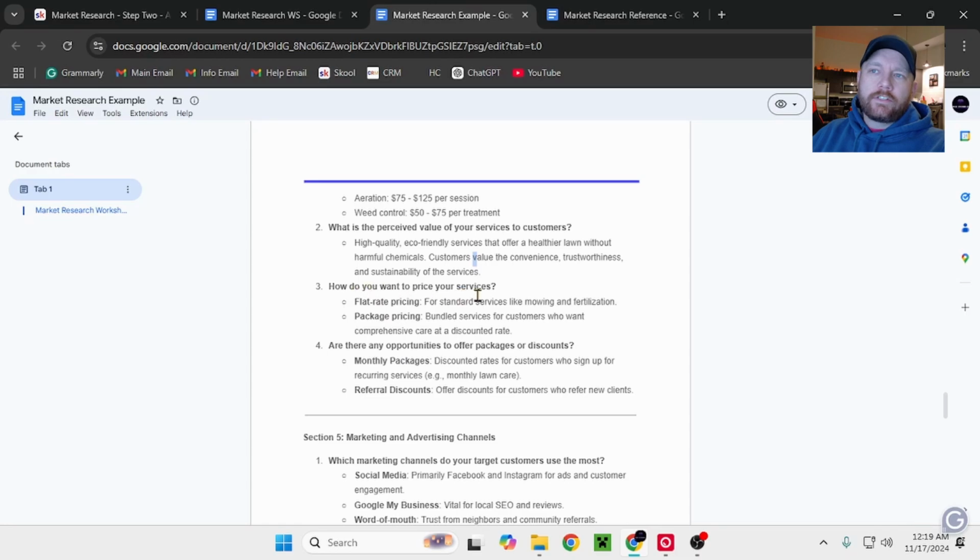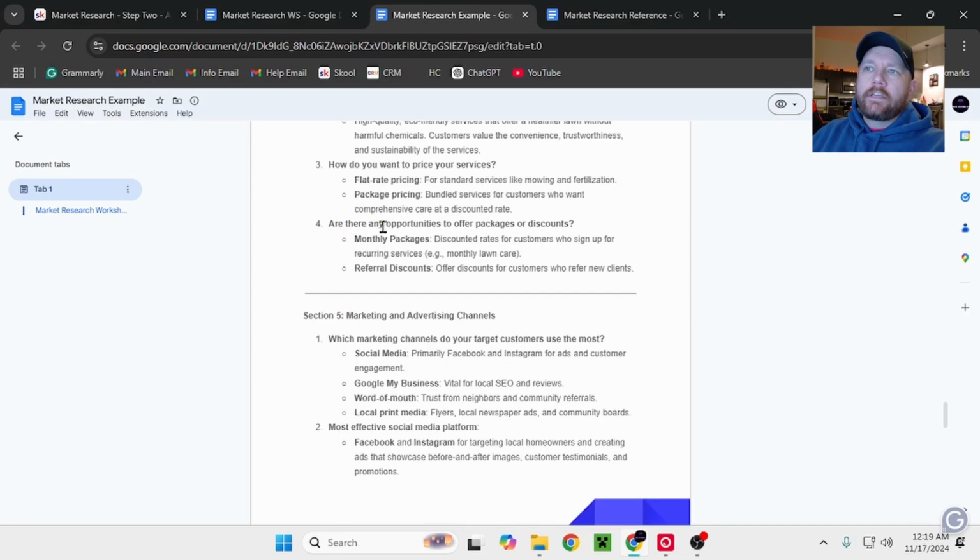How do you want to price your services? So are you going to do flat rate pricing, package pricing, a little bit of both? What is your pricing model? Okay. Are there any opportunities to offer packages or discounts like we talked about? Yeah, absolutely. They're looking for packages. They want better packages, right? So do we have monthly packages? Are we going to give referral discounts, things like that?